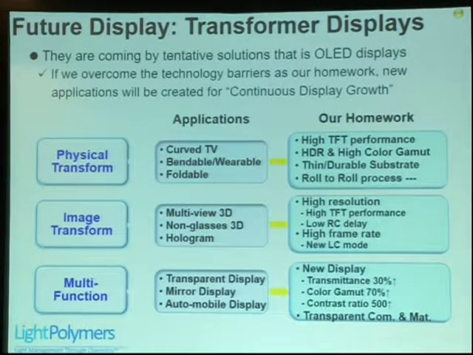Okay. So for the multifunction transparent display, the key will be the transmittance, which will be higher than 30%. Also color gamut 70%, and a high contrast ratio higher than 500. Because the transparent display will use the environment, not an actual backlight source, just an environmental source. That's why the transmittance will be very important.